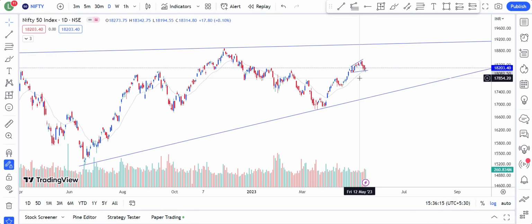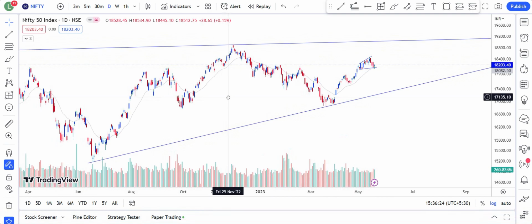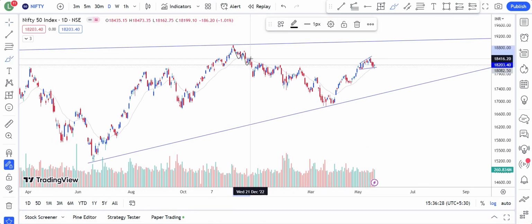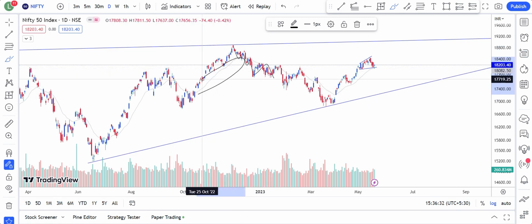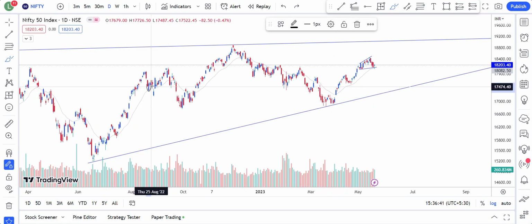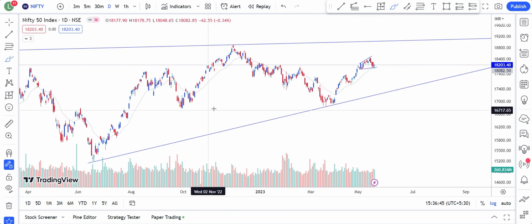I have already drawn this 20 MA. It's just kind of providing the direction. Many times we are not able to consistently follow what exactly the market is doing. So in that case, this 20 MA serves a very good purpose. Whenever this is trending, we can easily say that the market is going up. Whenever there is no trend or the angle is somewhat flattish, then we can say it is in consolidation, and vice versa for the downtrend.